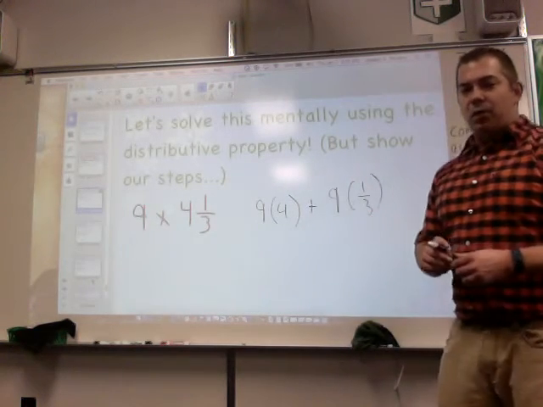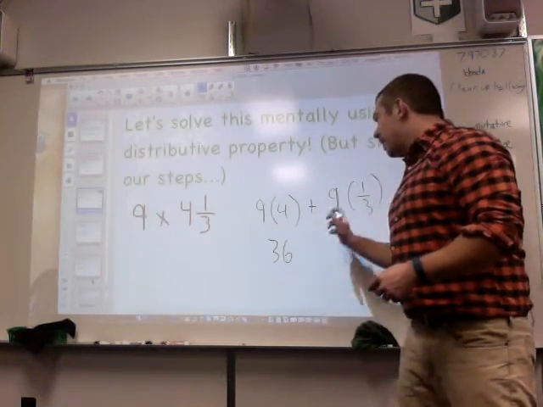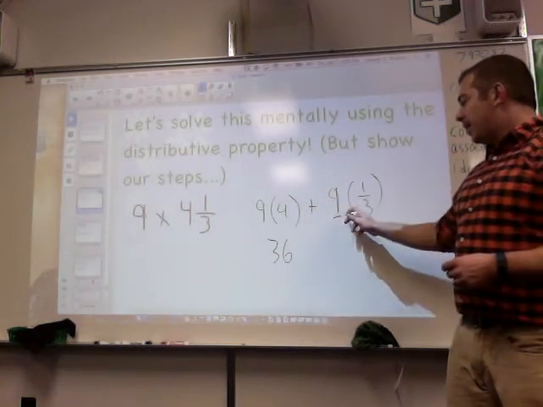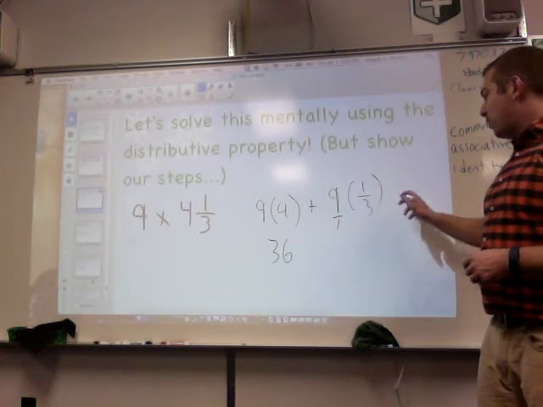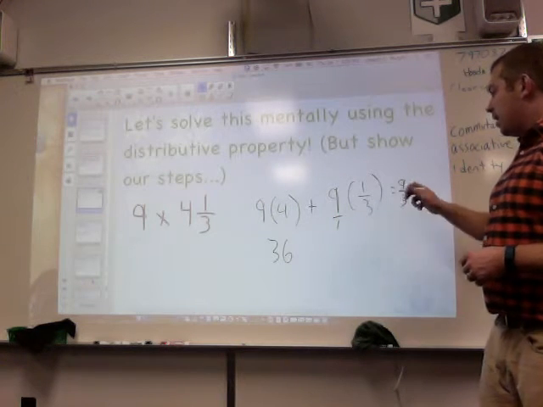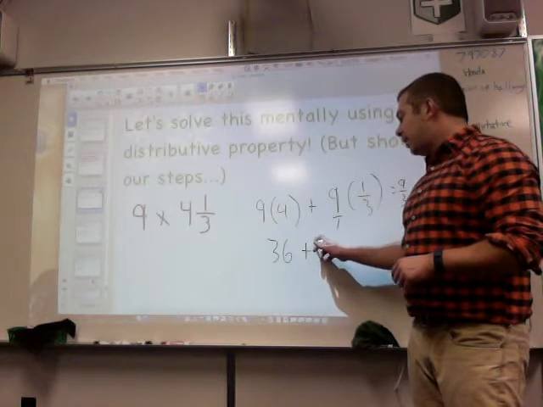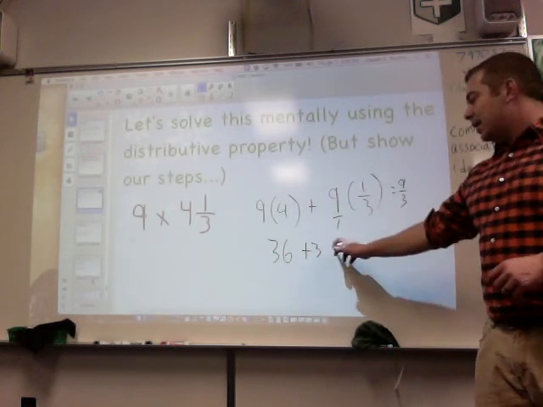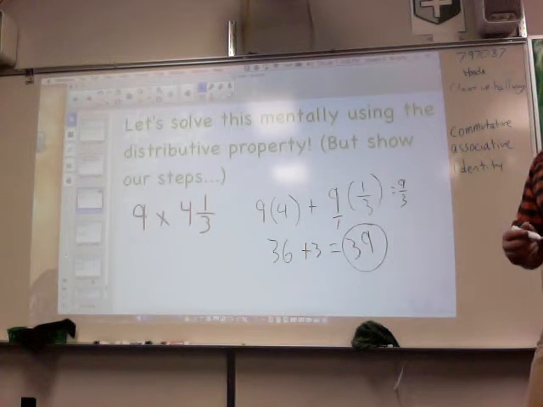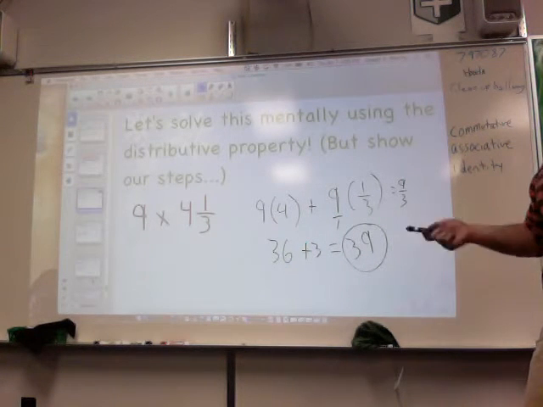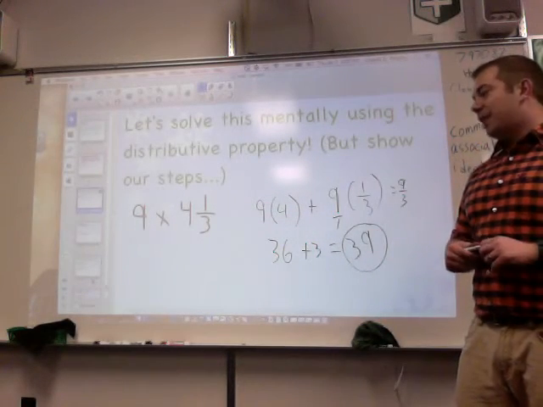So 9 times 4, 9, 18, 27, 36, and 9 times 1/3 is really 9 over 1 times 1 over 3, which equals 9 over 3, and we can reduce that to 3. So 36 plus 3 equals 39. That is our answer. It could be very easy to distribute this 9 times 4 and 1/3. It's an easier way to solve that problem.